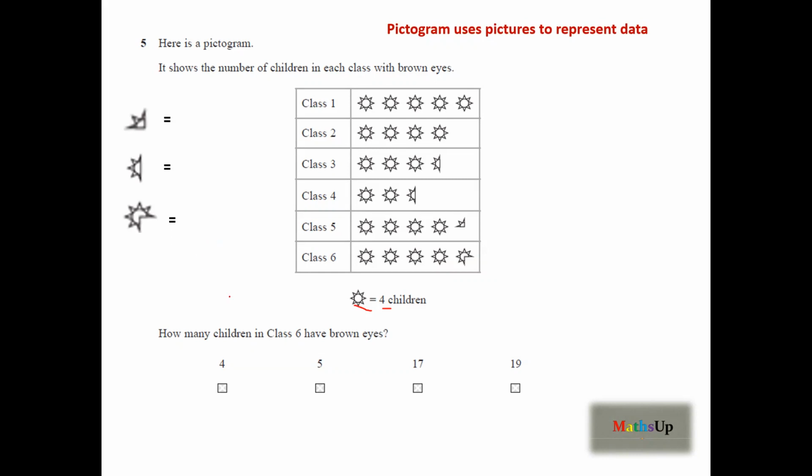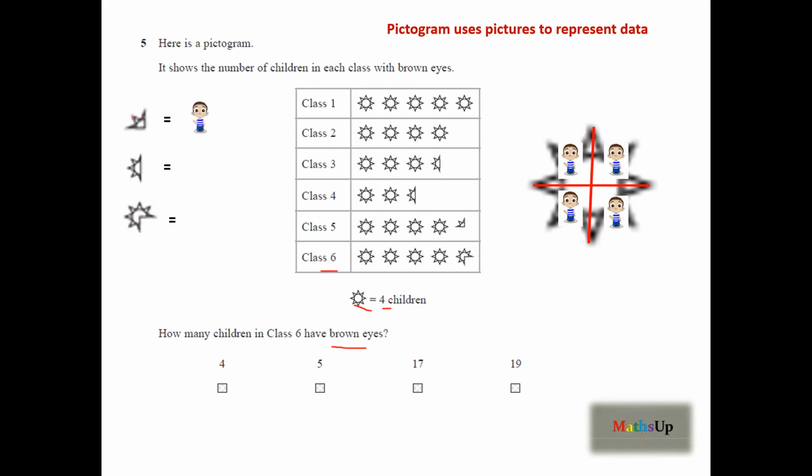How many children in year 6 have brown eyes? So this is year 6. In this pictogram, 1 star is representing 4 children. So if you take 1 star, it is representing 4 children. That means 1/4 of the picture is representing only 1 kid, and the half or 2/4 of the picture is representing 2 kids, and 3/4 of the picture is representing 3 kids.